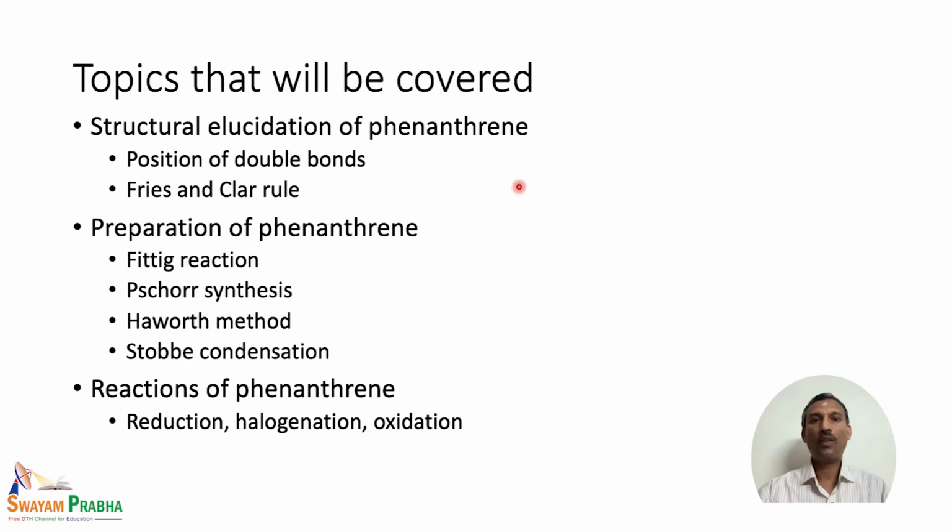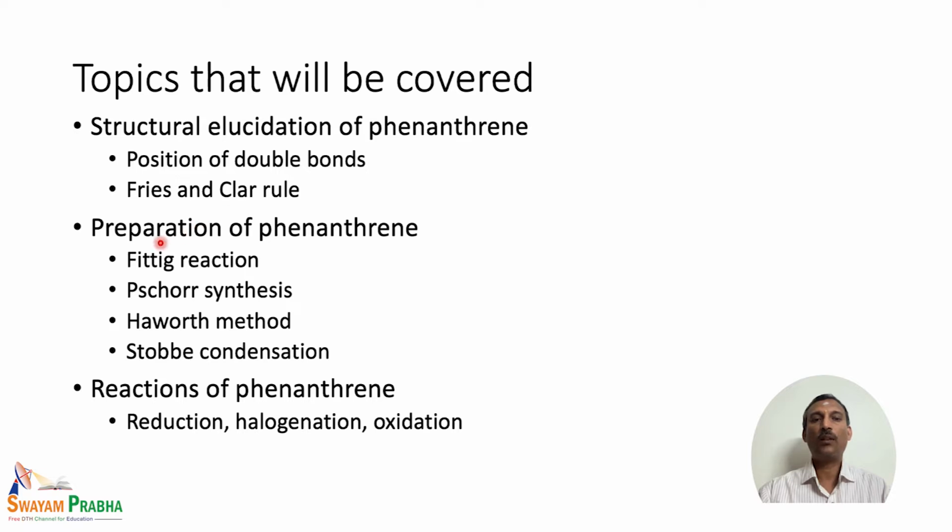The topics that will be covered in this session include structural elucidation of phenanthrene. We will study the molecular formula of phenanthrene, how many rings are present in phenanthrene, and whether they are connected in an angular fashion or a linear fashion. We will also study the position of double bonds and the application of the Rice and Clare rule to the structure of phenanthrene. So, which ring is highly reactive, which ring is more stable, all those things we will study.